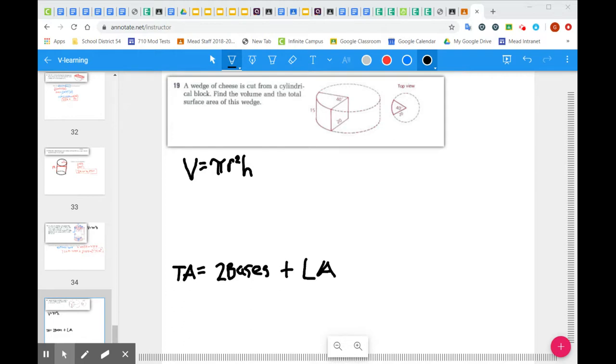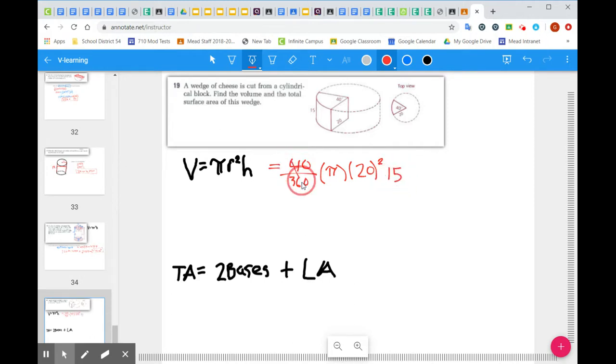Our base is a circle, which is why we are going to be using the formula pi r squared times the height. However, it's not the entire cylinder, so again, we do need to use the fractional part of the wedge, or of the base, which is a circle. So we have 40 over 360 times pi r squared. So our radius is 20, so we need to square 20. And then the height of the cylinder is 15.